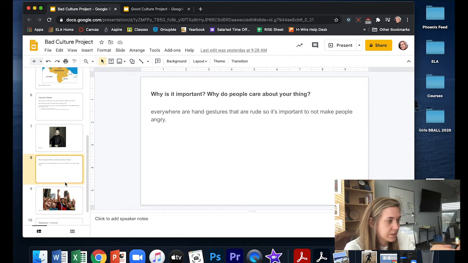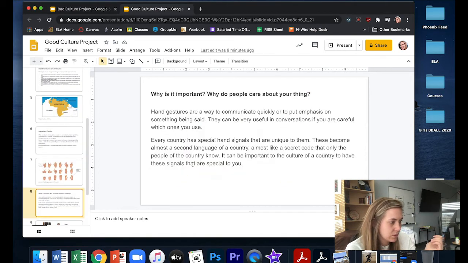Remember that this "why is it important, why do people care about your thing" slide is basically your conclusion slide, where you're supposed to sort of wrap up all the main ideas. So on a not well done culture project, you would say, everywhere are hand gestures that are rude, so it's important to not make people angry. Right, that's an example of a not very good conclusion.